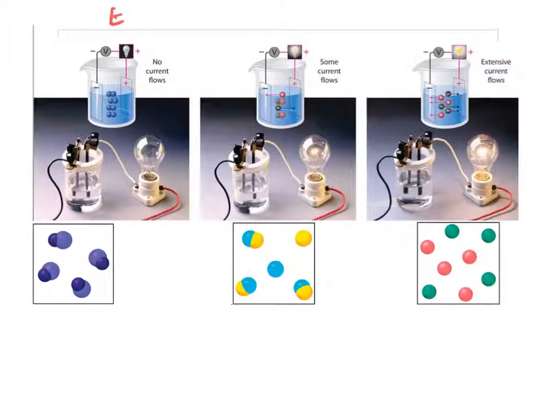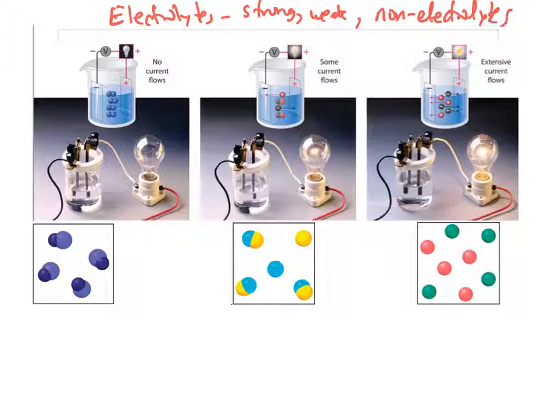We can talk about electrolytes. Different chemical substances can either be strong electrolytes, weak electrolytes, or non-electrolytes. And so for the first one, the little spheres are joined together, so these are still molecules. There are no ions formed. Yes, they've dissolved in water, but they have not dissociated. And so these are non-electrolytes.